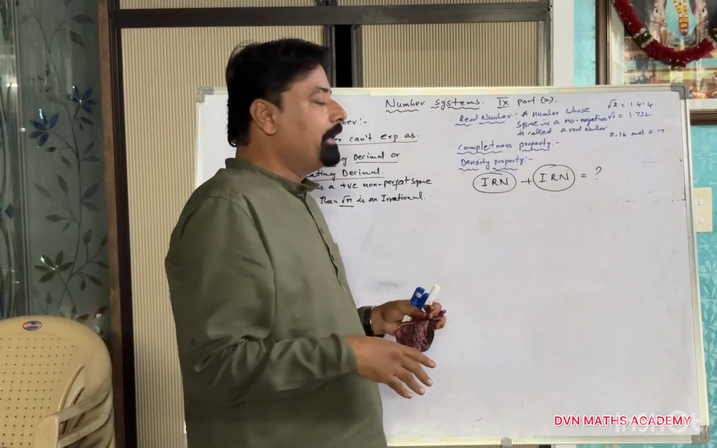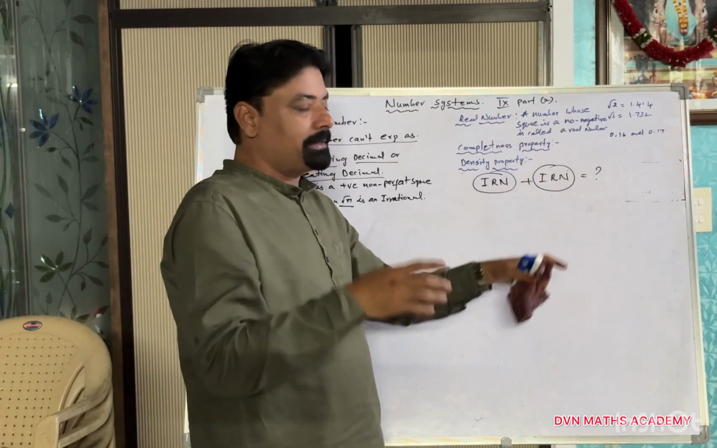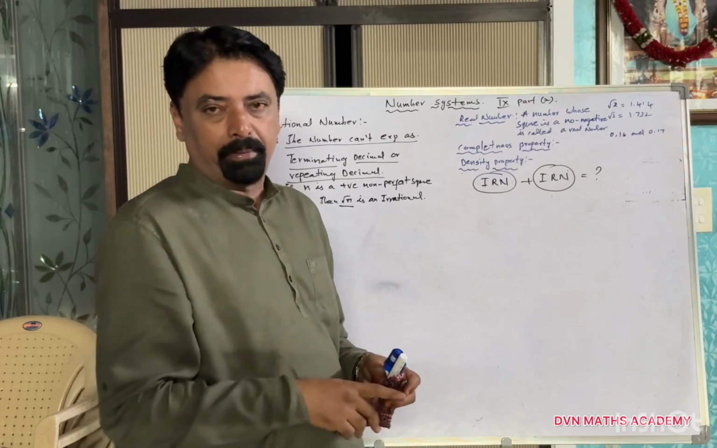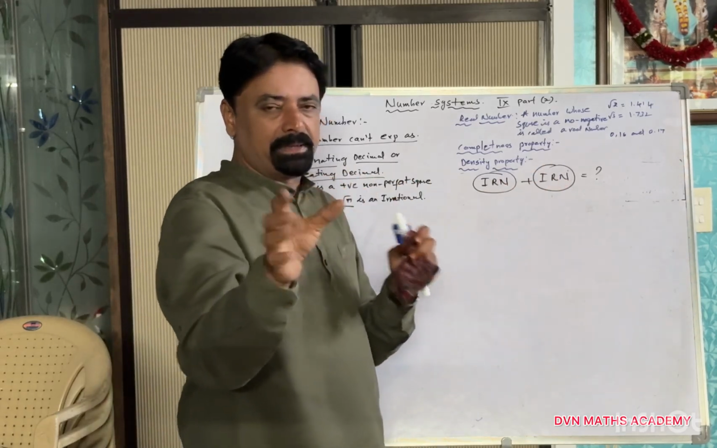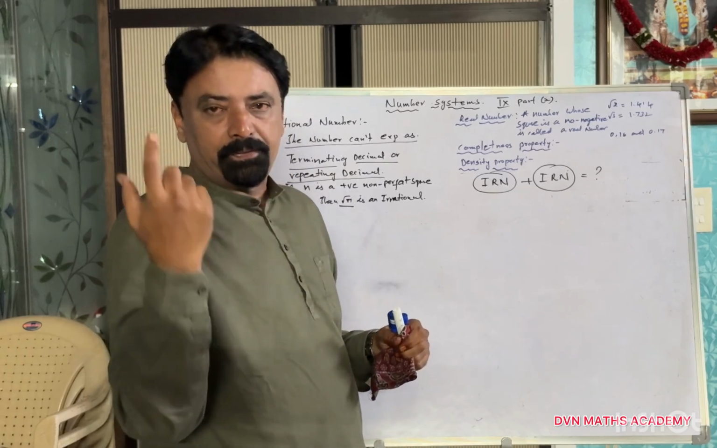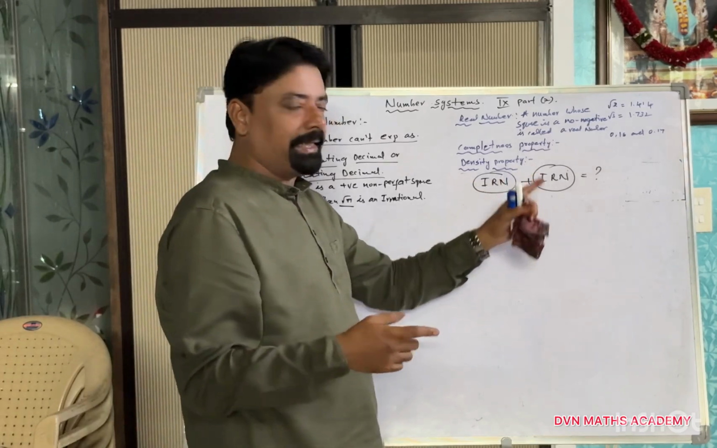For example, we are assuming that the sum of two irrationals is always equal to an irrational number. So this is my statement. You think that the sum of two irrational numbers is always irrational. So you need to justify that statement.